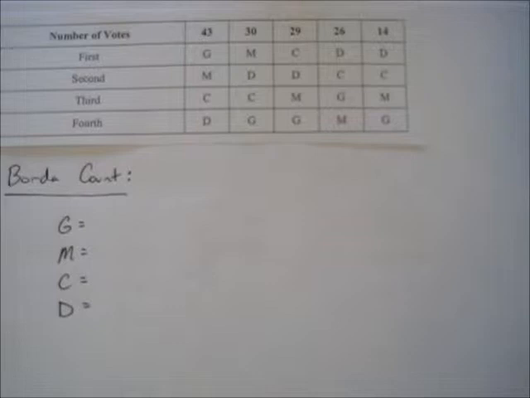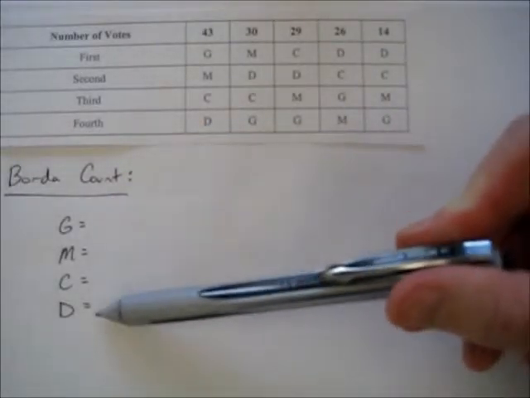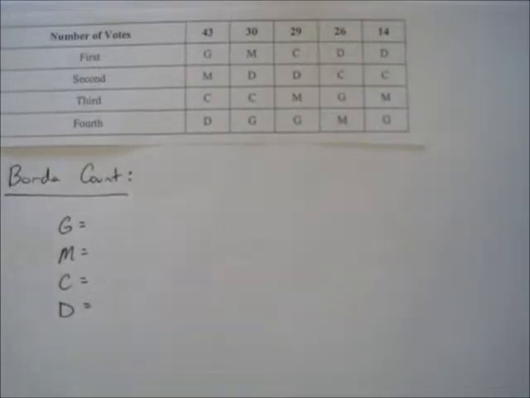Okay, our third method of conducting an election is the Borda count method. This involves assigning points based on vote place and then seeing who has the most points at the end of the election. So we need to come up with a point count for each of the four candidates. I'm going to start with Gateway again, and I always start at the bottom because the last place vote is worth 1 point.